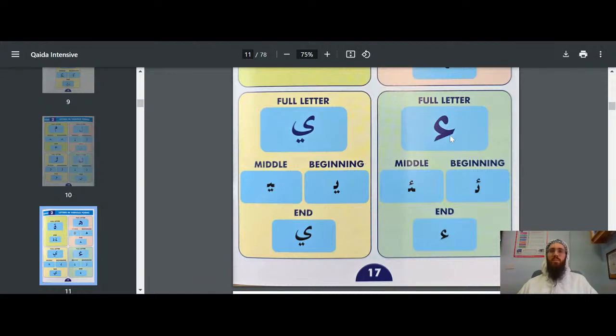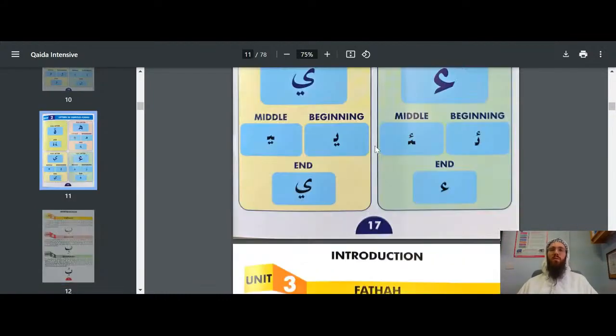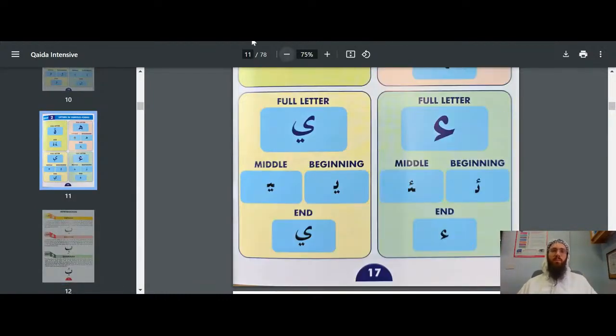And if you see a hamza, then the hamza takes over. So it's no longer an alif, it's a hamza. It's no longer a ya, in this case it's a hamza. It's no longer a waw, it's a hamza. If you see the hamza symbol, either by itself or on top of something, then it's a hamza. It takes over the letter that it's over.